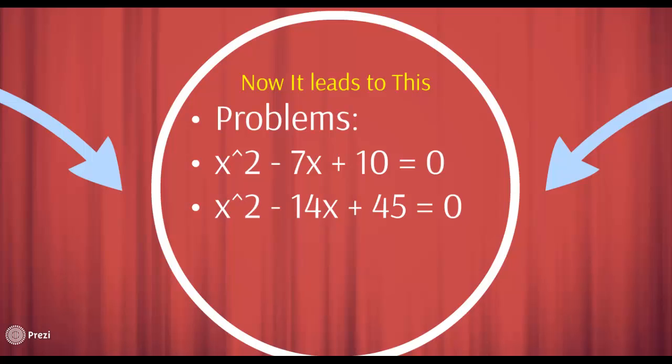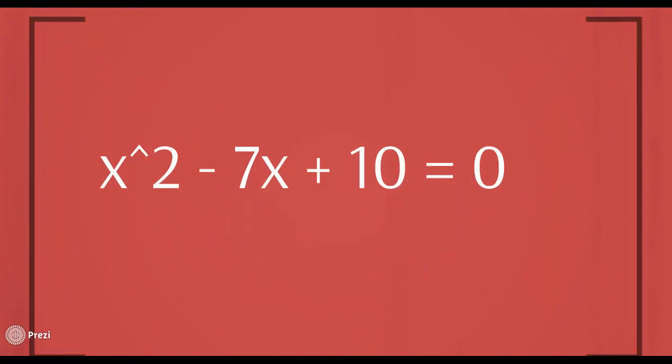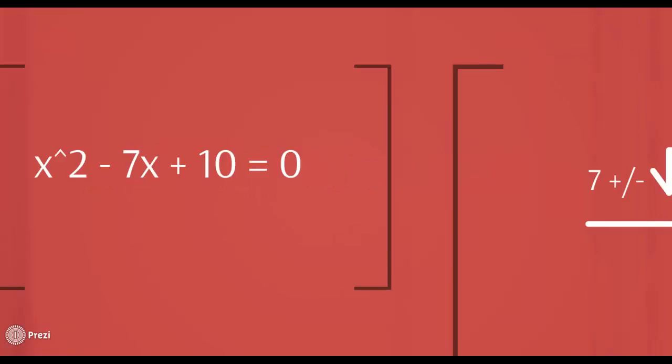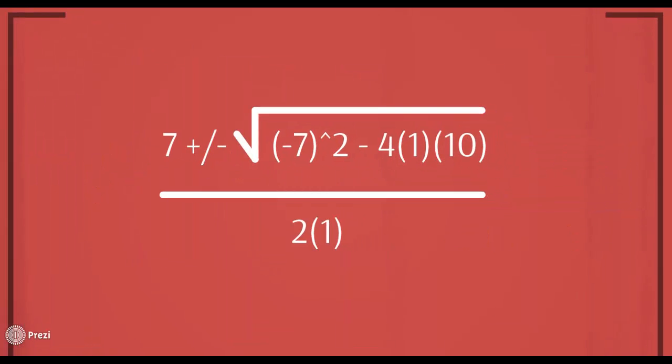Now that you've hopefully solved the equation, before we move on, we're going to see how to solve it. We have x squared minus 7x plus 10 equals 0. We input that into our quadratic formula to get 7 plus or minus the square root of negative 7 squared minus 4 times 1 times 10, over 2 times 1.